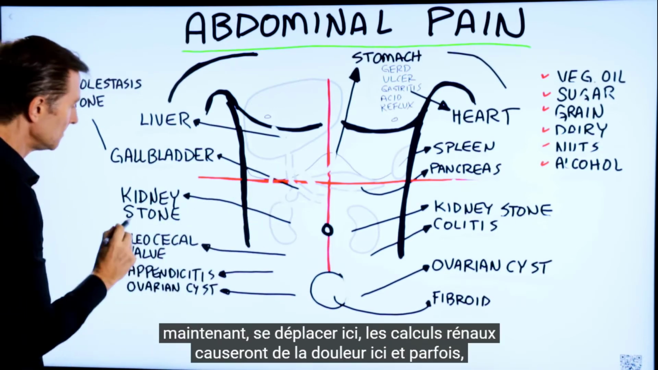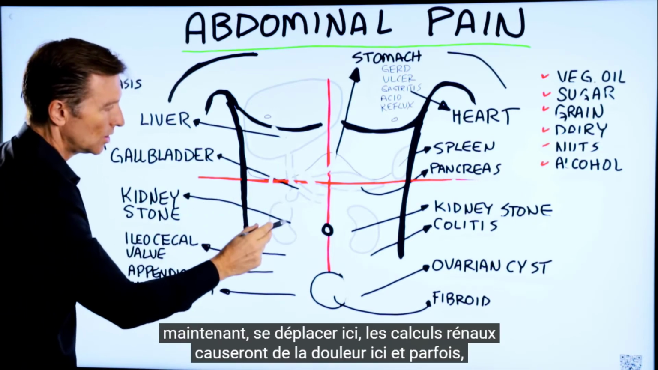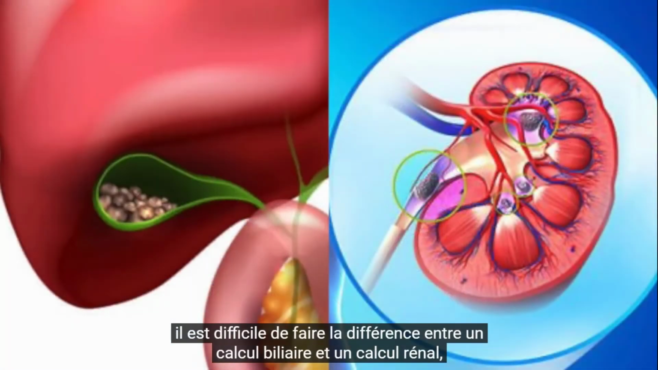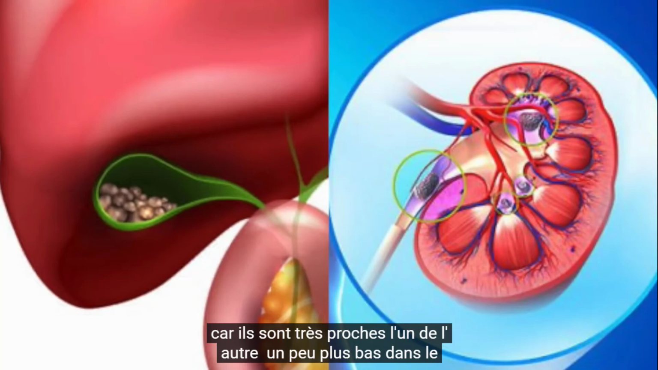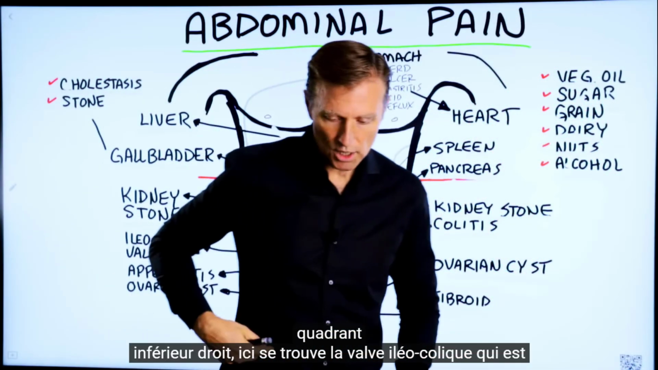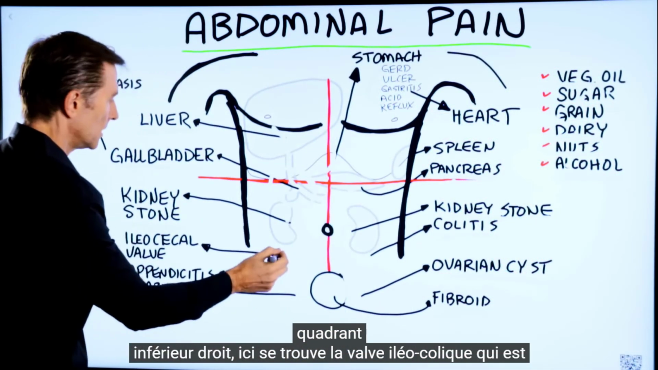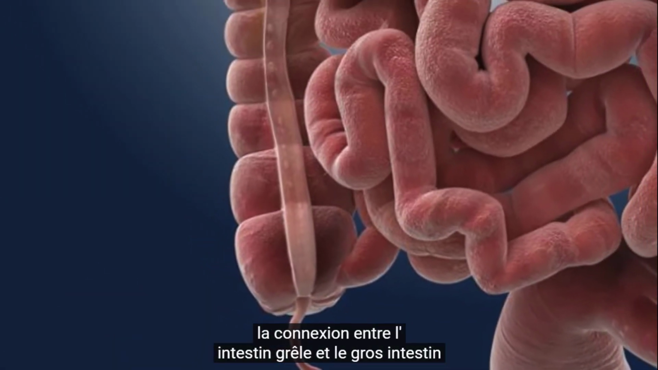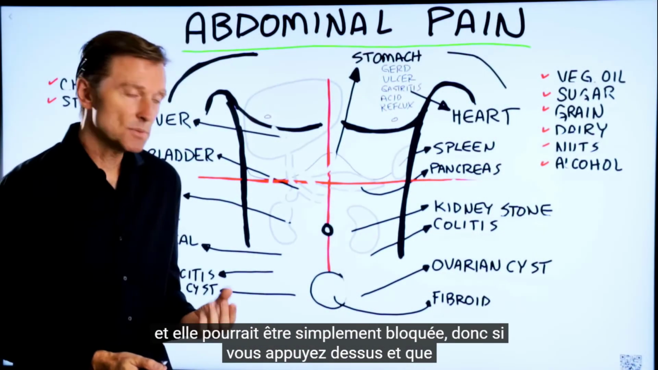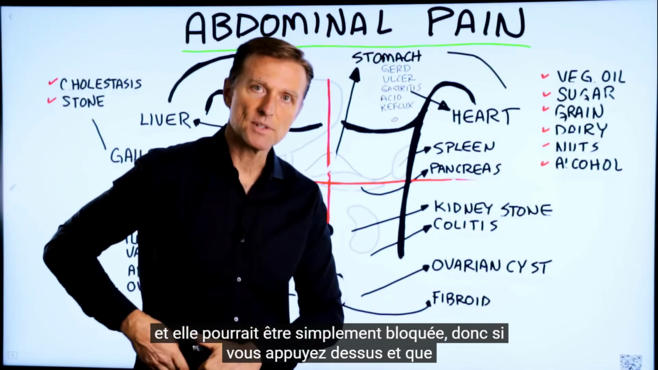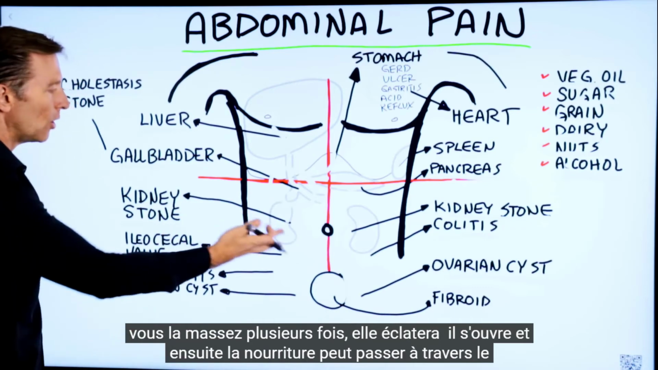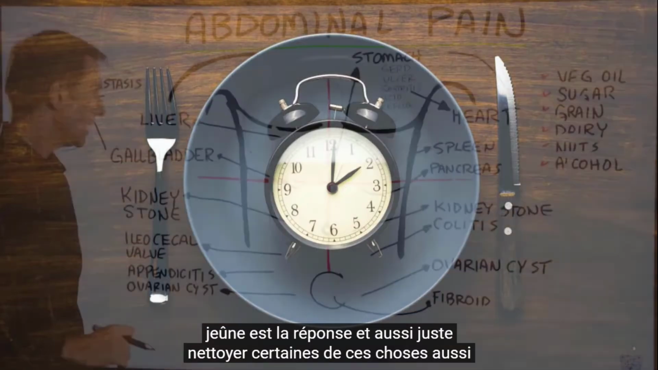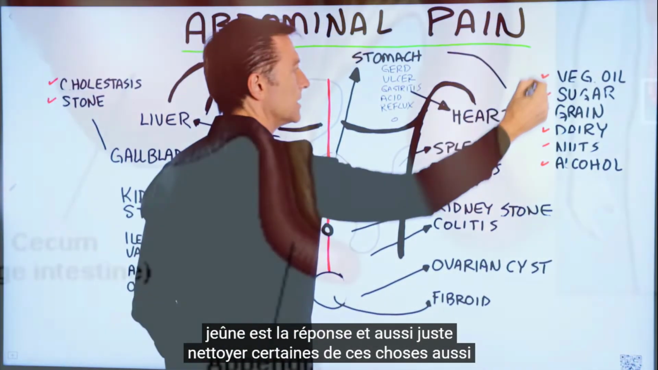Now, moving right down here, a kidney stone will cause pain right here. And sometimes it's hard to differentiate between a gallstone and a kidney stone because they're very close in location. A little bit lower on the right lower quadrant down here is the ileocecal valve. That's the connection between the small intestine and the large intestine. And it could be just blocked. So if you actually press down there and massage it, a lot of times it'll pop it open and then the food can get through. Fasting is the answer, and also just cleaning up some of these things as well.